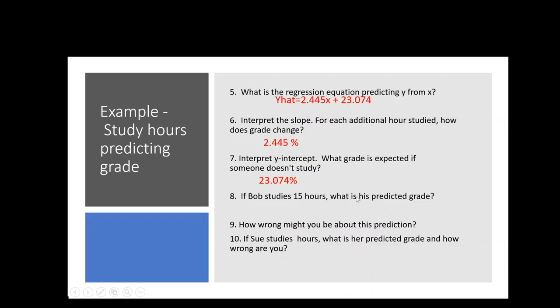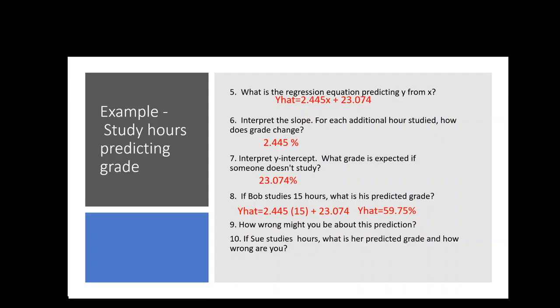Let's say Bob comes up and tells you, well, I studied 15 hours for this test. Let's predict what Bob would get for his grade. So we would plug his 15 into the equation we have up here. So for x, we're going to put in his 15. So we have 2.445 times his 15 hours plus the base of 23.074. So when we do that math, we get 59.75%. So we predict that Bob will get about 59.75% on the test.